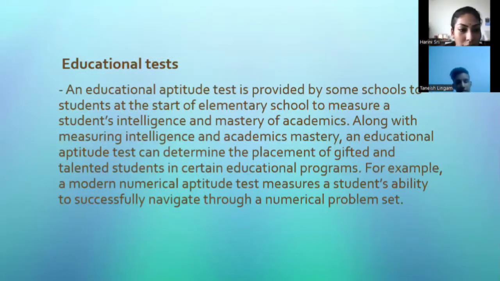Next is educational test. An educational aptitude test is provided by some schools to students at the start of elementary school to measure a student's intelligence and mastery of academics. An educational aptitude test can determine the placement of gifted and talented students in certain educational programs. For example, a modern numerical aptitude test measures a student's ability to successfully navigate through a numerical problem set.